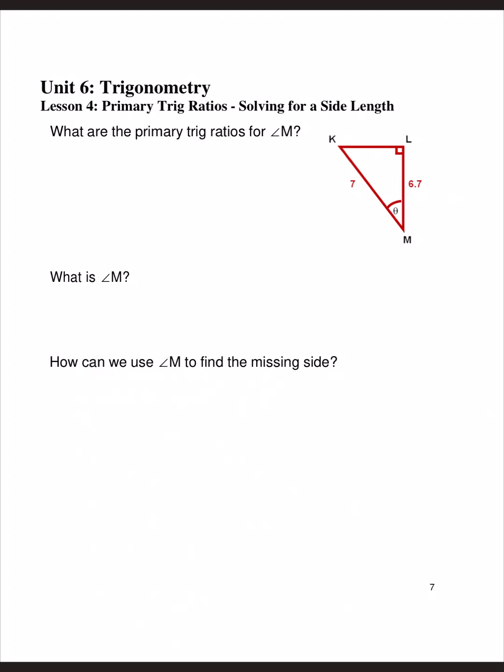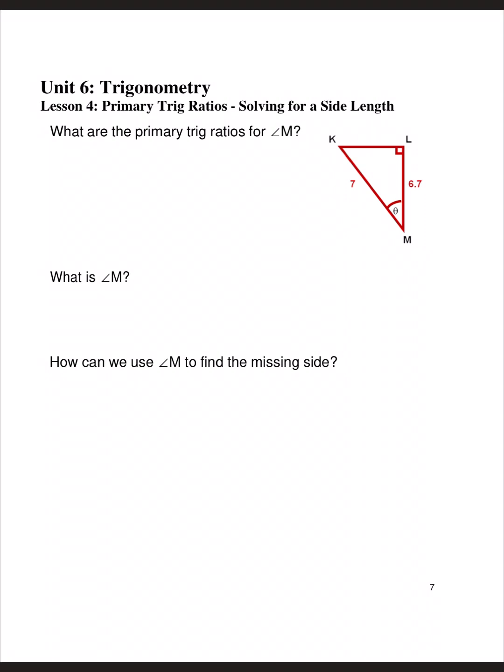Hello everyone, today we're looking at Unit 6, Lesson 4, Primary Trig Ratios, Solving for a Side Length. So in the previous lesson, we worked on solving for an angle. In this lesson, we're going to work to solve for the side length of a triangle. We're going to start out with: what are the primary trig ratios for angle M?